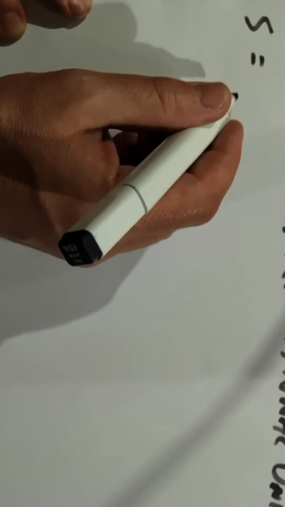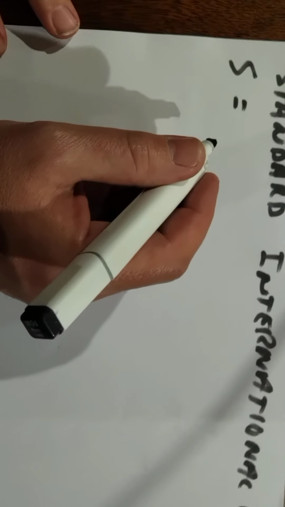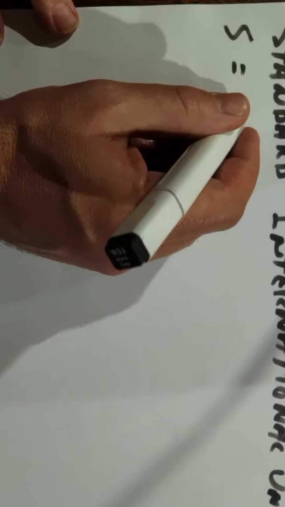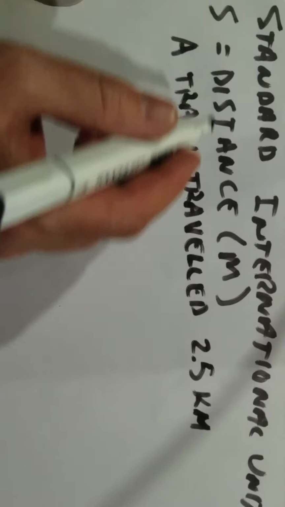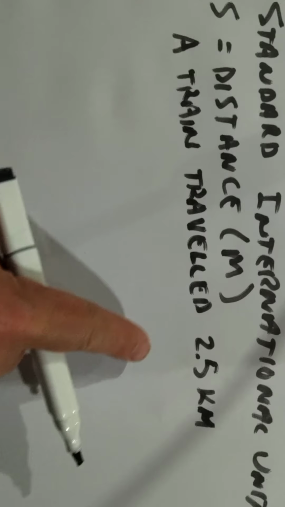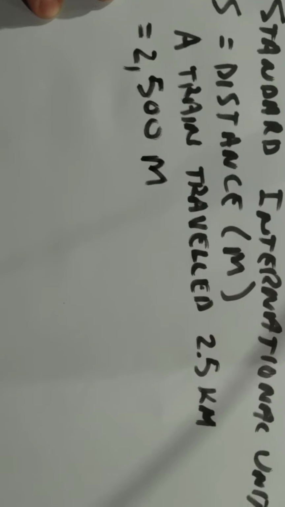So S is equal to distance. S is distance, it's always in meters. And if they try to trick you, and they will try to trick you, if they give you a problem like a train traveled 2.5 kilometers, change it to meters. Always remember to do that. Keep your units consistent.